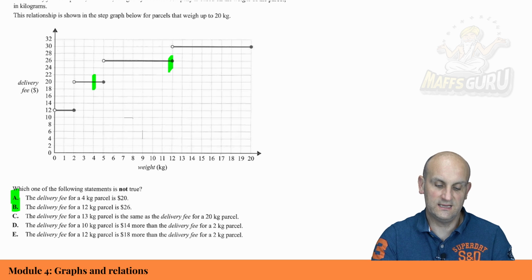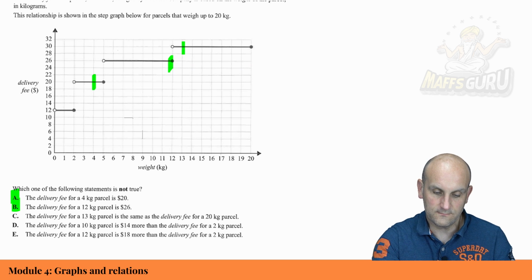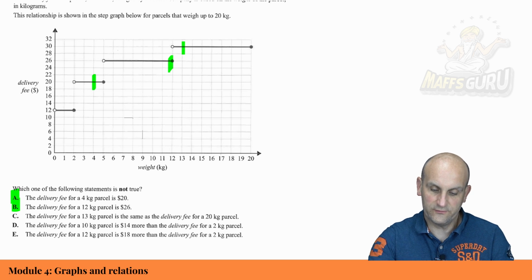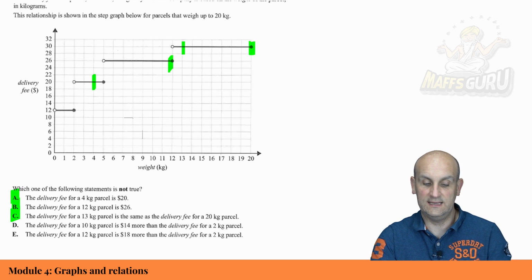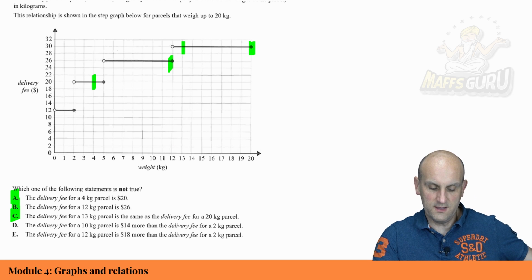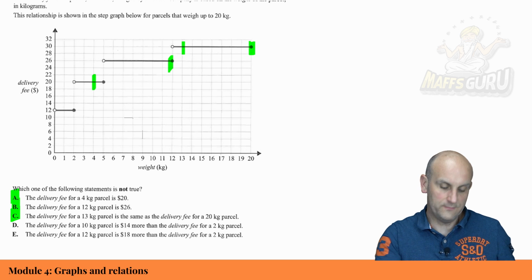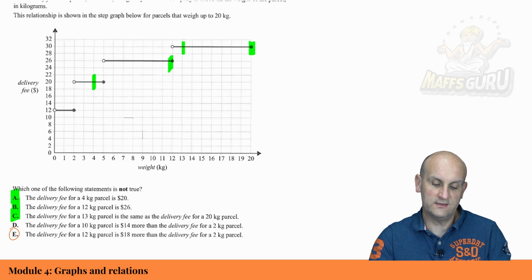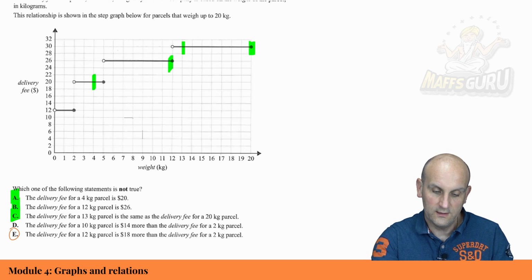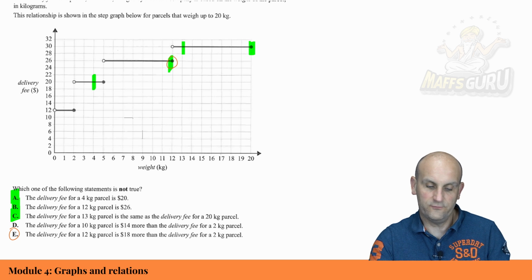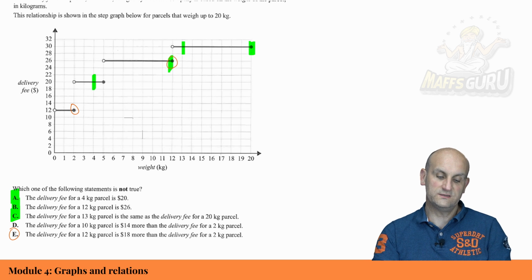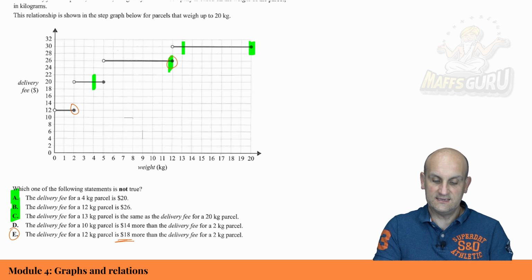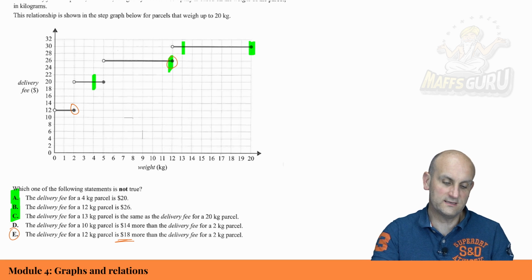Delivery fee for a 13 kilo parcel is the same as for a 20 kilo parcel. That is true. So narrowing it down, we had D and E. And basically, from what I remember, is it E? I think it's E. Yep, it's E. So when you actually do the delivery fee for a 12 kilo parcel is that one there. The delivery for a 2 kilo parcel is that one there. So you had 26 minus 12, which is 14, not 18. So there we go. That's why that was the incorrect answer.